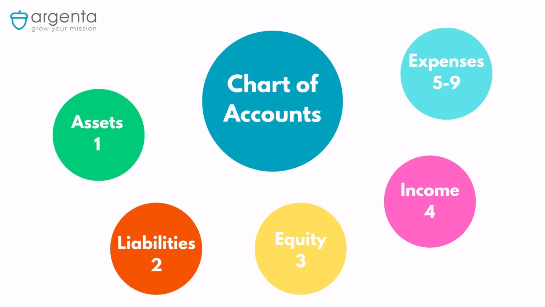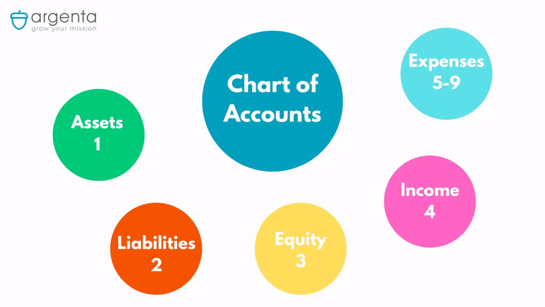Next is liabilities. Liabilities are the money you owe and are numbered in the 2000s. Liabilities are things like accounts payable, short-term or long-term debt. Then there's equity. Equity is your overall worth, and it's numbered in the 3000s. Equity is things like retained earnings, restricted net assets, or fund balances. Think of equity as what you have minus what you owe.